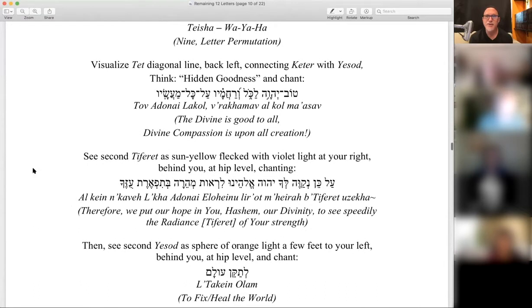And we're circling around the body again. We just did Zion and then Chet, which is the right and the left front. Now we're at the left back, and we do Tet. So Tet is also Keter above your head, this time coming down to Yesod, which is hip level behind you on the left.